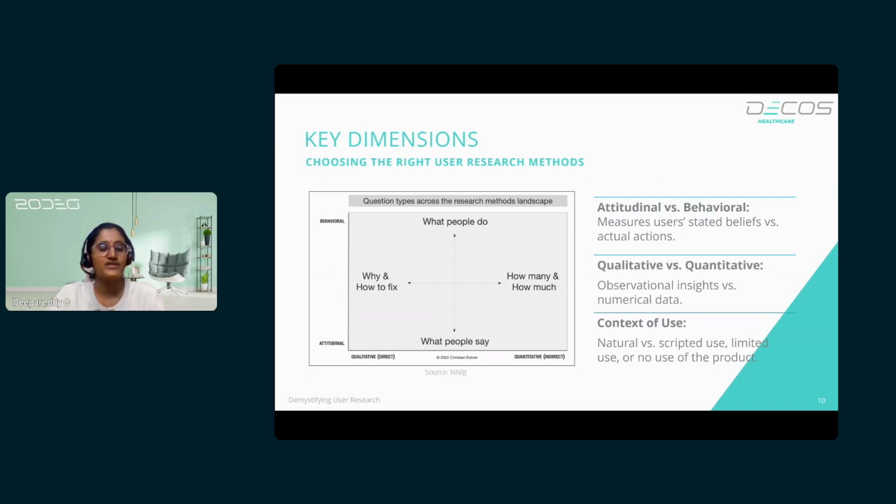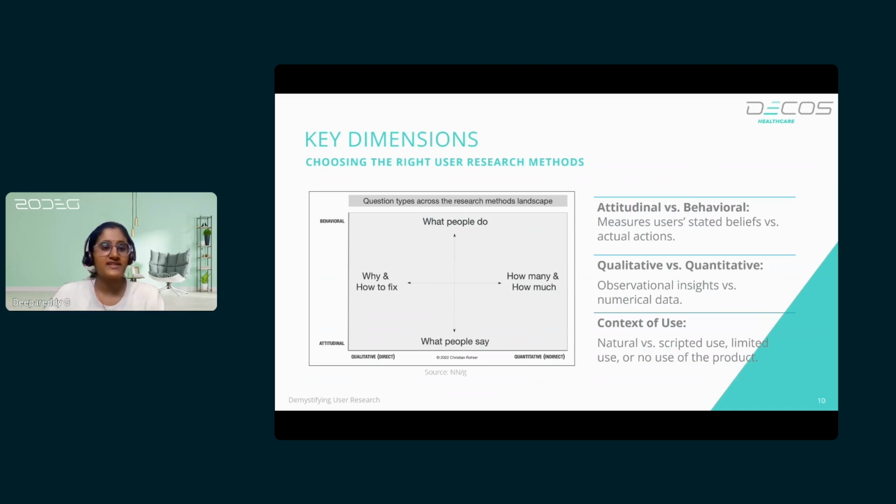Let's start with the attitudinal versus behavioral dimension. This dimension contrasts what people say with what people do. Attitudinal research focuses on what people say or believe. This includes methods like surveys and focus groups, which reveal users' beliefs and attitudes about a product. It helps understand perceptions, but sometimes it can be biased and inaccurate.